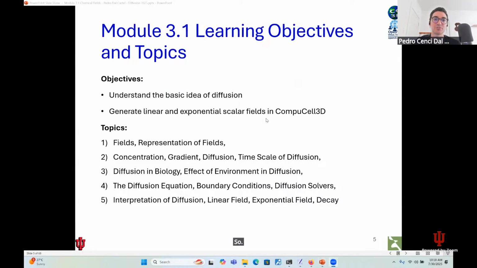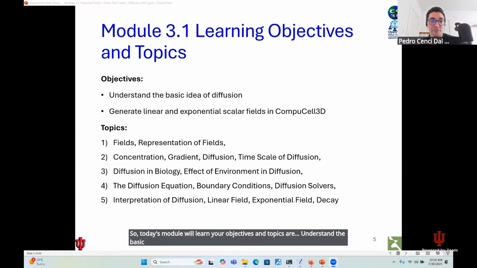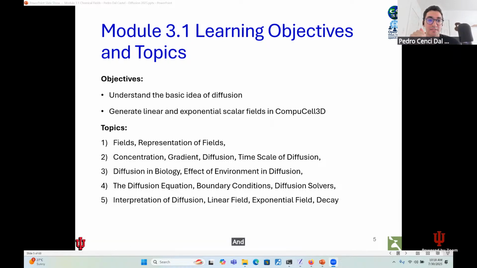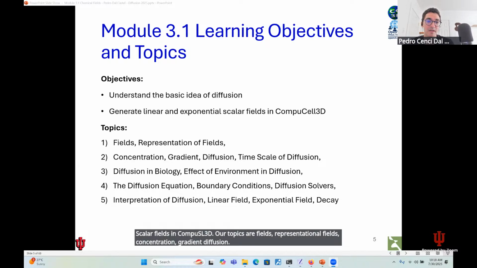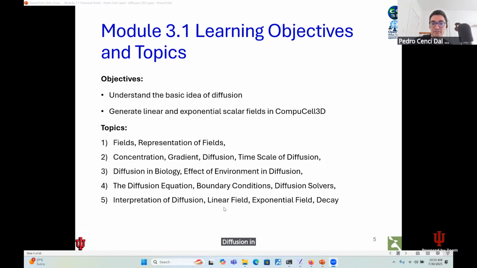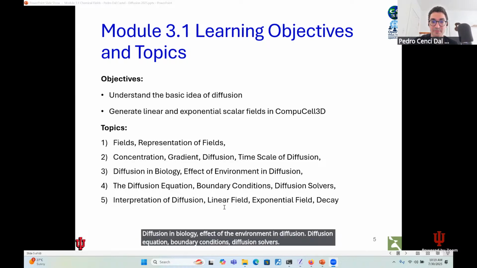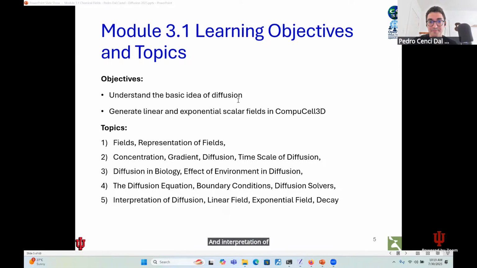So today's module learning objectives and topics are to understand the basic idea of diffusion. And as exercises, we are going to generate linear and exponential scalar fields in CompuCell3D. Our topics are fields, representation of fields, concentration, gradient, diffusion, time scale of diffusion, diffusion in biology, effect of the environment in diffusion, diffusion equation, boundary conditions, diffusion solvers, and interpretation of diffusion.